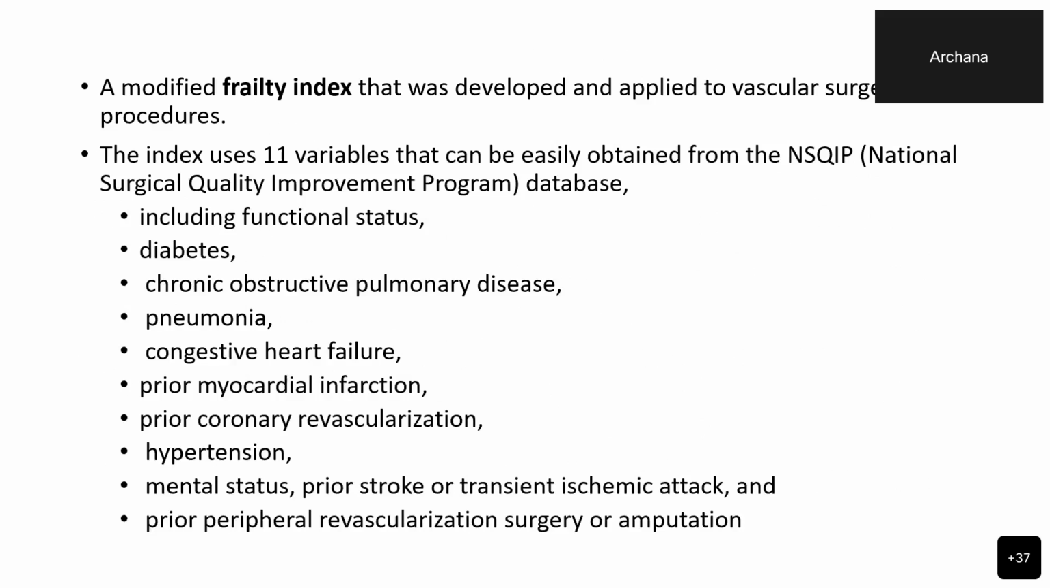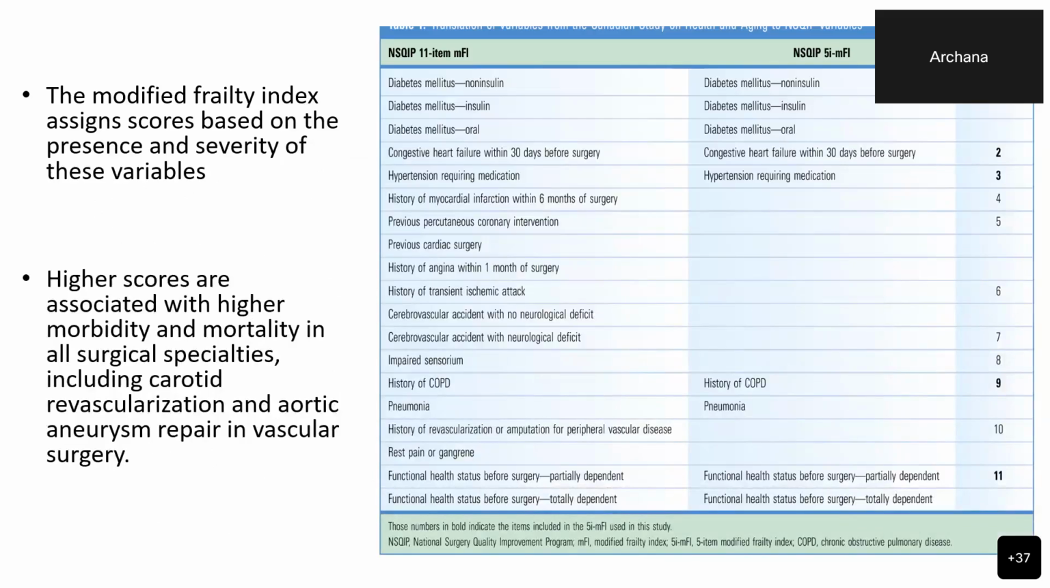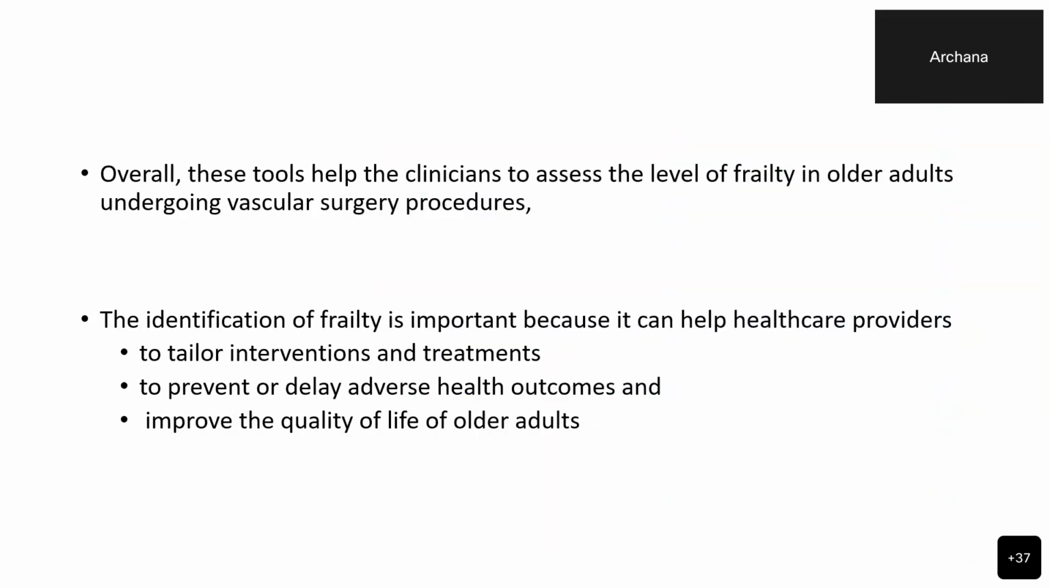And another one is the modified frailty index, which uses 11 variables like functional status, diabetes, COPD, pneumonia, heart failure, previous myocardial infarction, etc. So this also assesses the frailty score, and there is an 11-point modified frailty index and a 5-point one. So it assesses the scores based on the presence and severity of these variables. Higher scores are associated with higher morbidity and mortality in all surgical specialties, including carotid revascularization, aortic aneurysm repair, etc. in vascular surgery.